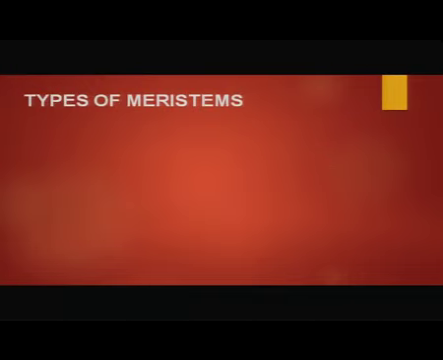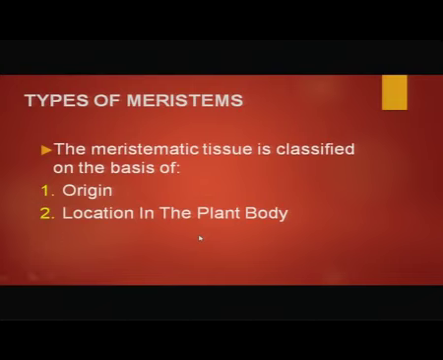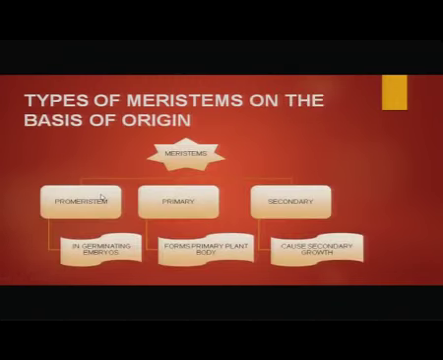Let us now study the different types of meristems that are present. Actually, the meristematic tissue is present all through the plant body at different regions. So, there are many ways in which we can group or classify the meristematic tissue. It can be classified on the basis of origin, location in the plant body and differentiation also. Let us discuss the first type of classification, that is based on the origin.